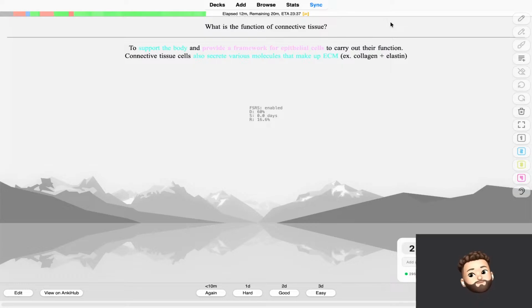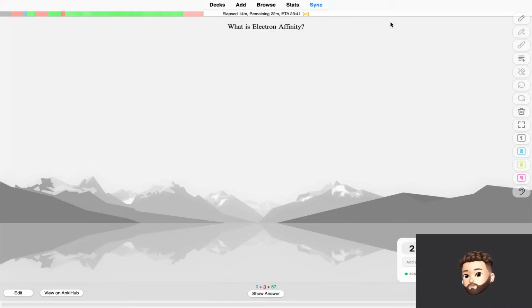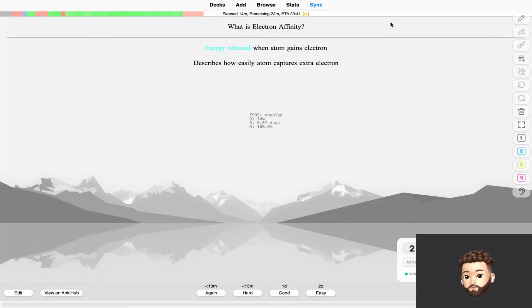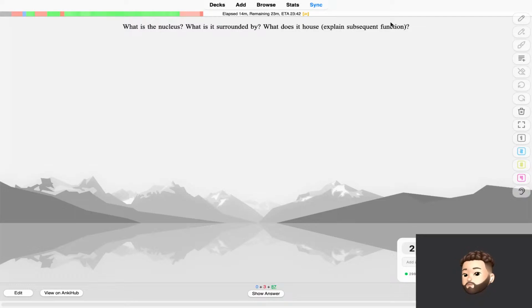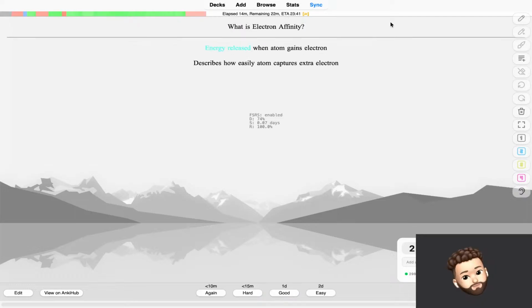Damn. What is electron affinity? It is the energy released when an atom gains an electron. Wait, I just clicked again.